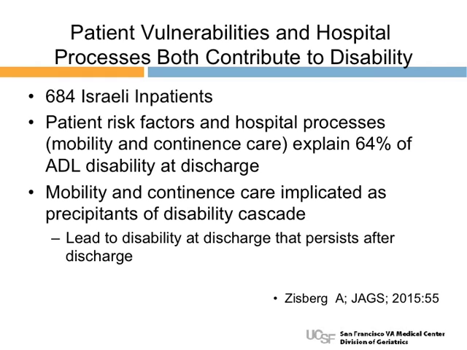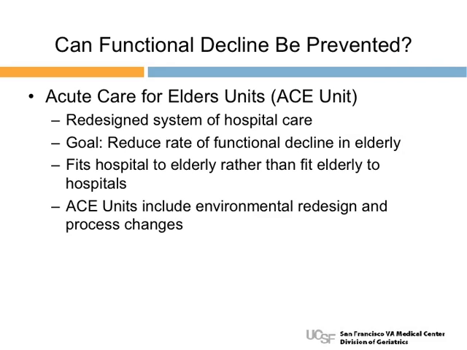So, how can hospital disability be prevented? I'm going to briefly talk about the ACE unit, or the acute care for elders unit, not because it's the only thing out there, but the process of the ACE unit gives us an avenue to think about how hospital disability can be prevented. So can functional decline be prevented?